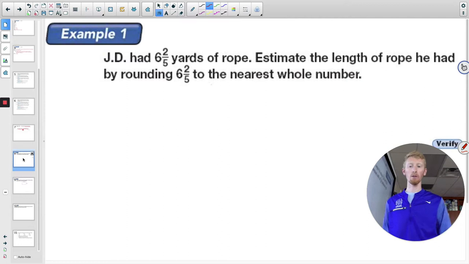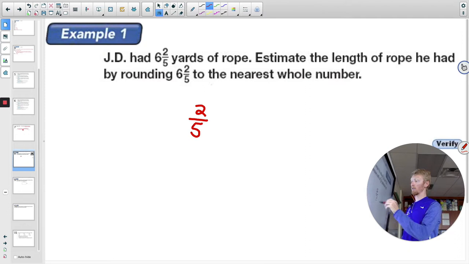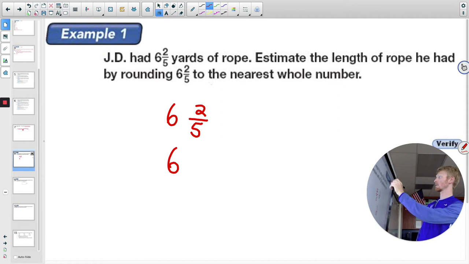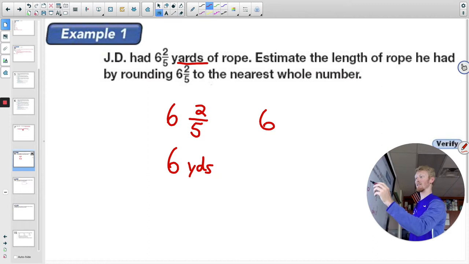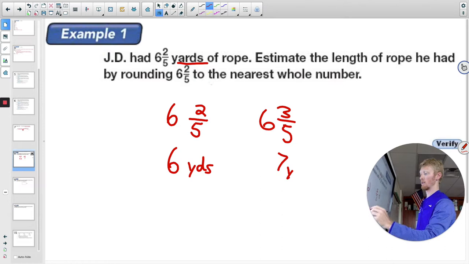6 2/5. 2 out of 5, we know that 6 2/5 is closer to 6 than it is to 7. And so we'd round it to about 6 yards. If it was 6 3/5, now that's closer to 7, so we would have rounded that to 7 yards.